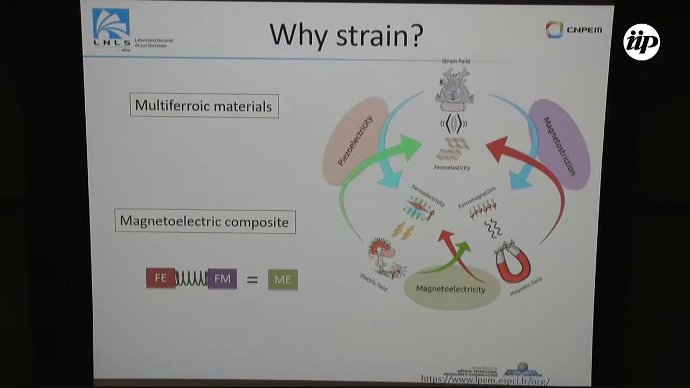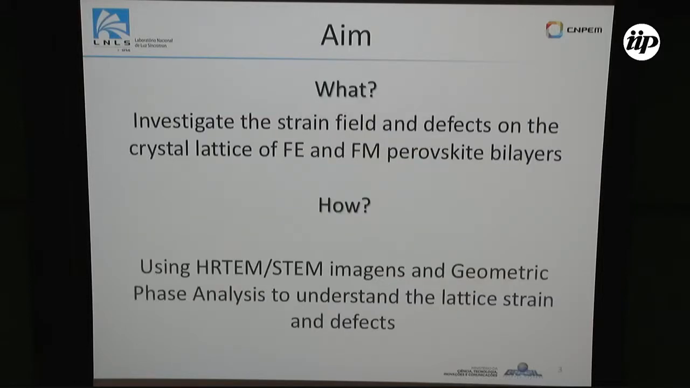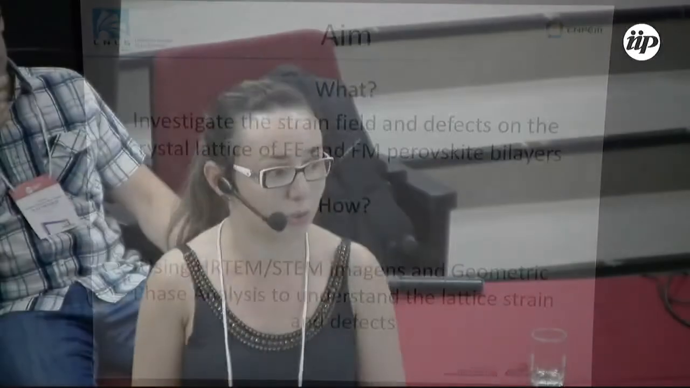So we would like to investigate this strain field and its effects on the crystal lattices of ferroelectric and ferromagnetic perovskite bilayers. To do that, we will use transmission electron microscopy. Actually, most of the images are scanning transmission electron microscopy, and we are using geometric phase analysis to understand these strains and these defects.